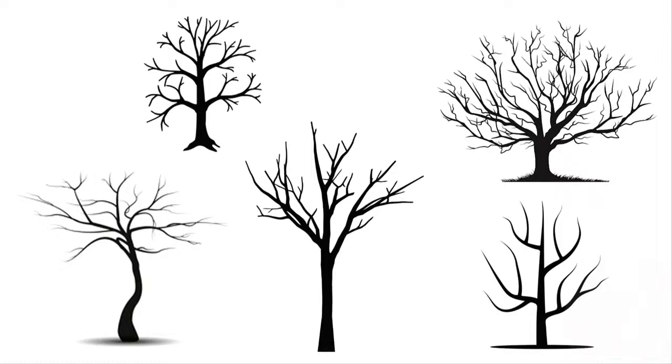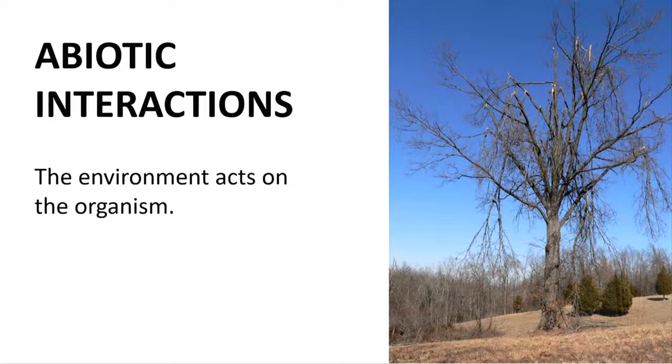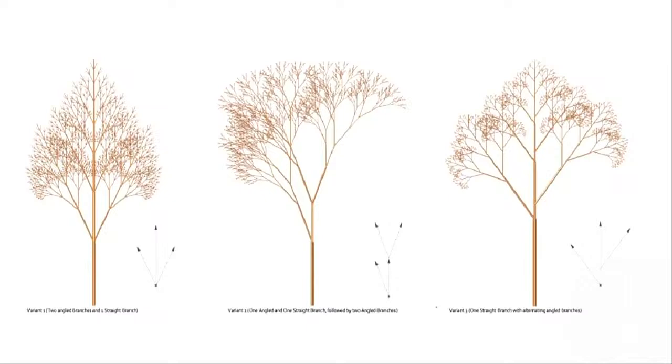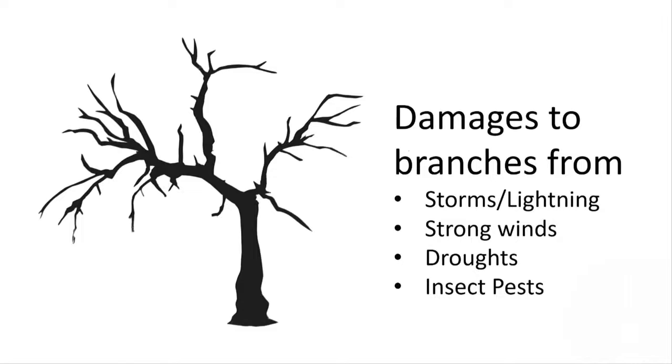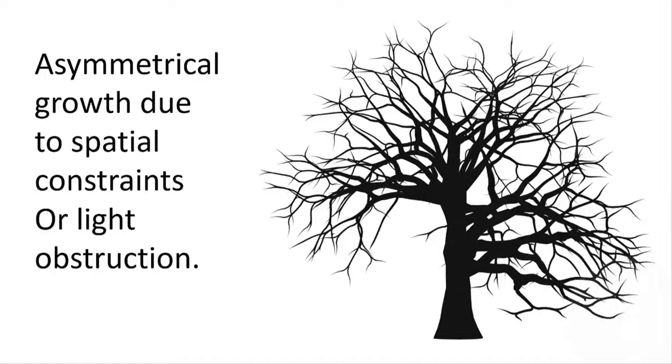But then there's always the non-living environment that acts upon these biological organisms. None of these organisms are perfect. There's all sorts of damage that occurs: wind, storms, insect infestations. So you're not seeing these perfect idealized versions of trees like you might in a mathematical or virtual world where there's no environment acting upon it. Lightning is another potential way some of these branches could be lost or damaged. Also, there may be asymmetrical growth due to different spatial constraints. Maybe light is obstructed on one side, or it's growing next to a wall, and so it can only grow in one direction.